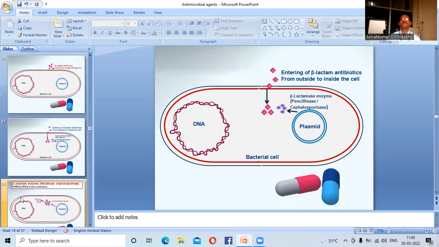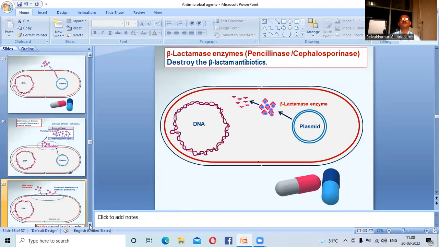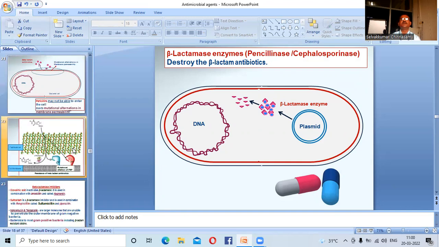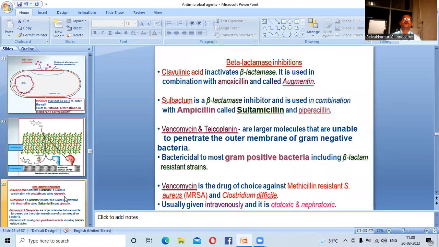The other mechanism of resistance is mutation. Mutation happens in the penicillin binding protein itself. So the molecule may not bind to the penicillin binding proteins, and obviously the bacteria show resistance.